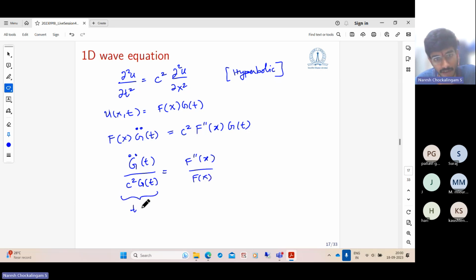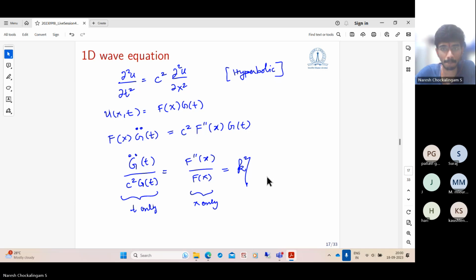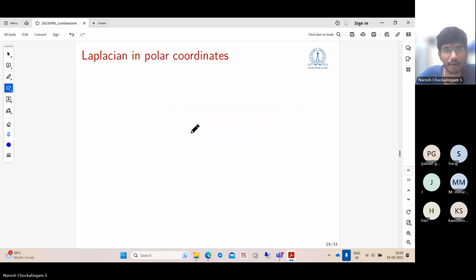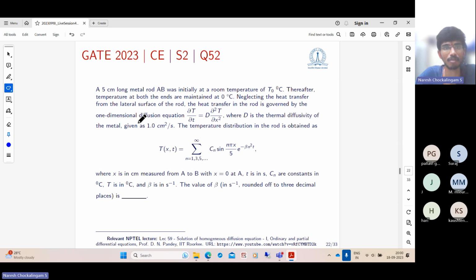This is a function of t only. This is a function of x only. Therefore, both of them should be equal to some constant, k square or omega square, whatever it is. The next step, as usual, is to enforce the boundary conditions and solve the problem. So to demonstrate it, let us quickly look at this. The next one will come later on because it requires polar coordinates. We'll look at this diffusion problem.